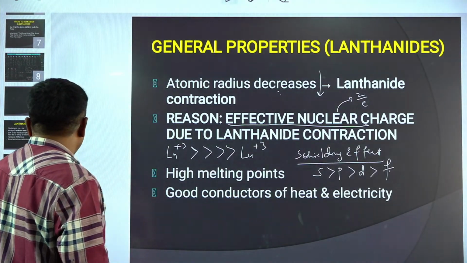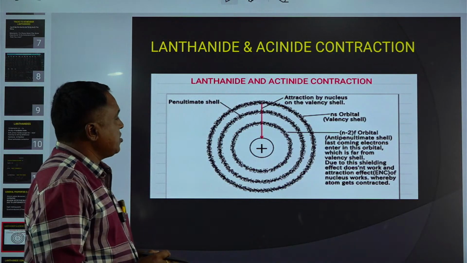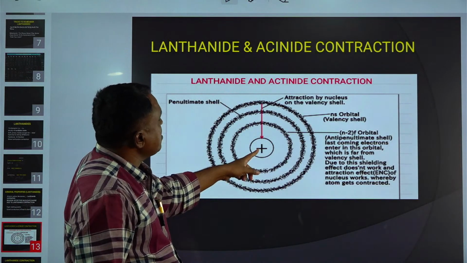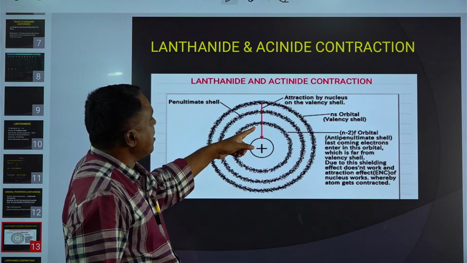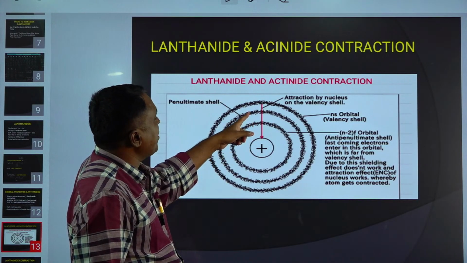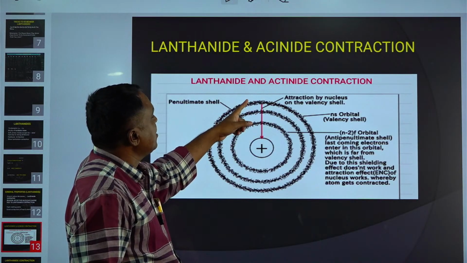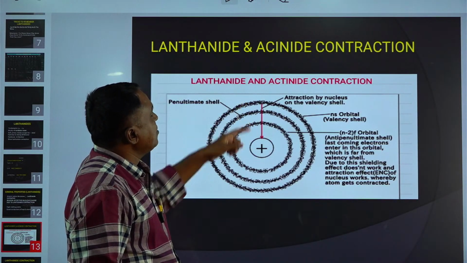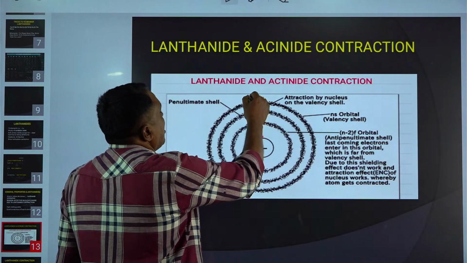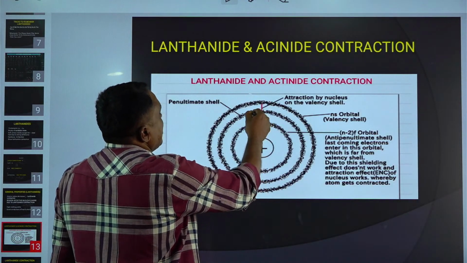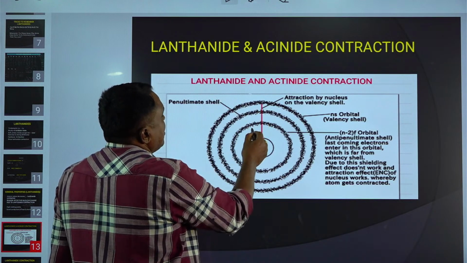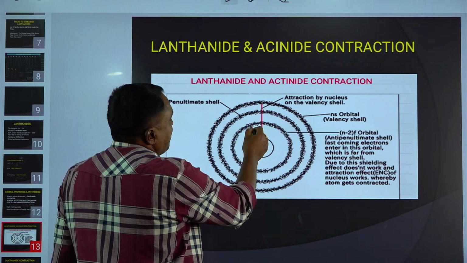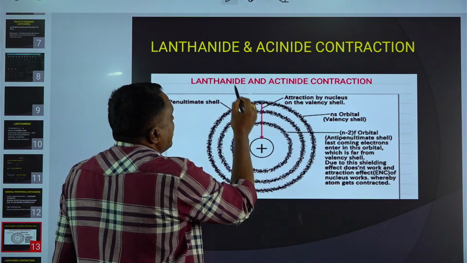And after this, this is about the lanthanide contraction. This is the nucleus. These are the inner shells. Suppose in the case of lanthanide contraction, this is the N-2, this is the N-1 d, this is the NS. This NS shell is the ultimate shell. This is the N-1 d, the penultimate shell. This is the N-2 f, the anti-penultimate shell.